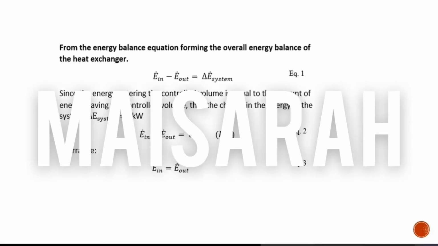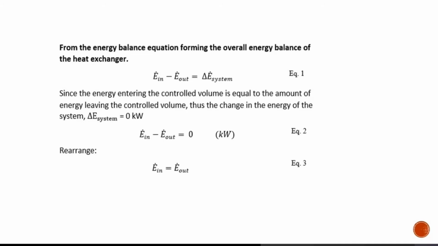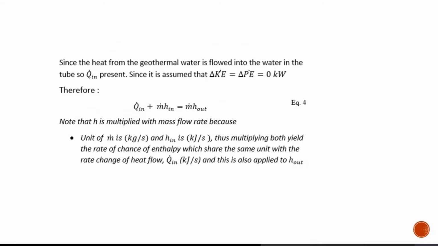The overall energy balance of the heat exchanger, as you can see from equation 1, the rate of change of energy entering the system minus the rate of change of energy leaving the system is equal to the change in energy of the system. And since the energy entering the control volume is equal to the amount of energy leaving the control volume, thus the change in energy of the system is equal to 0, as you can see from equation 2. And then rearrange equation 2 into equation 3.